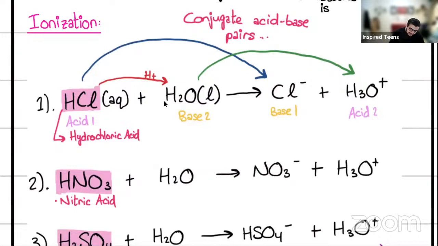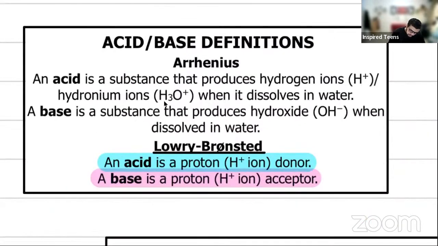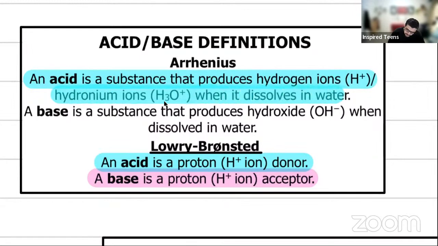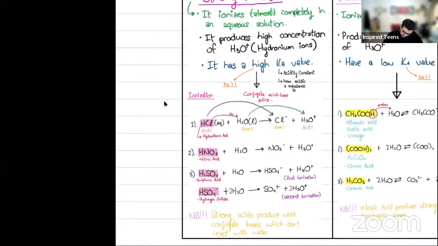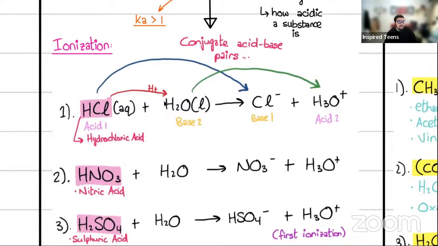Now, let us discuss Arrhenius's theory. Arrhenius's theory for an acid states that an acid is a substance that produces hydrogen or hydronium ions, same thing, H3O plus, when it dissolves in water. So an acid in water produces hydronium ions. We can see that Arrhenius's theory holds true for this acid as well. The Lowry-Bronsted definition, as well as Arrhenius's theory, both hold true for this reaction, and we can use both to identify our acid.